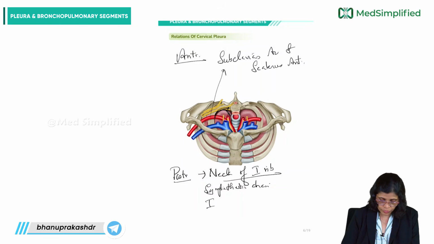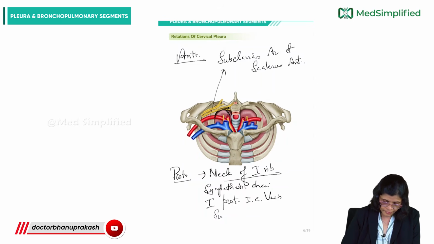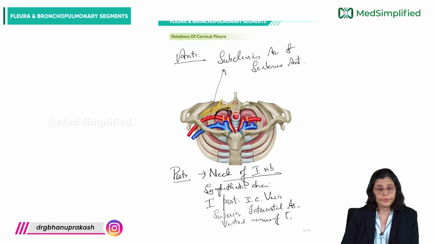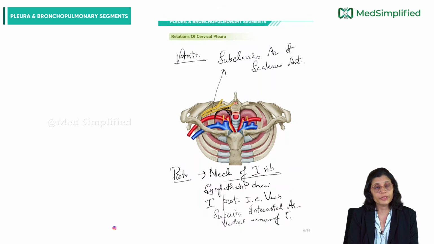Then we see the first posterior intercostal vein, then we have the superior intercostal artery, and the ventral ramus of T1 spinal nerve. So these three structures will be in relation to the neck of the first rib, and they form the posterior relations of the cervical pleura.